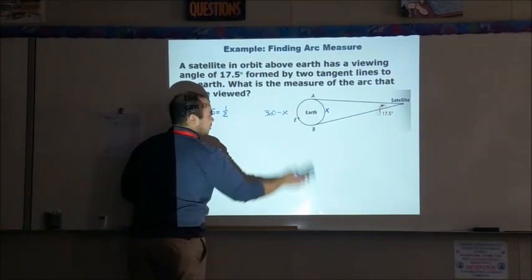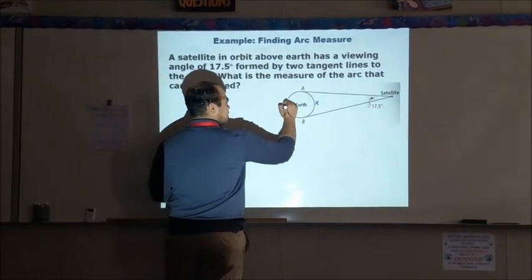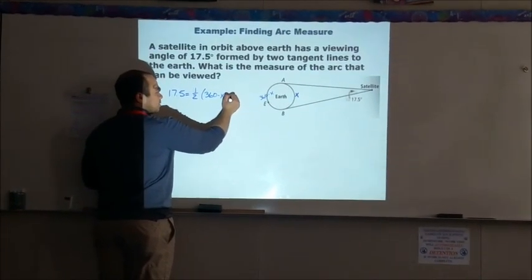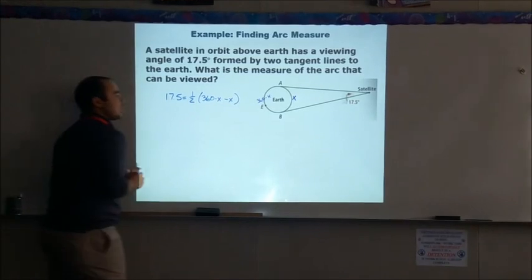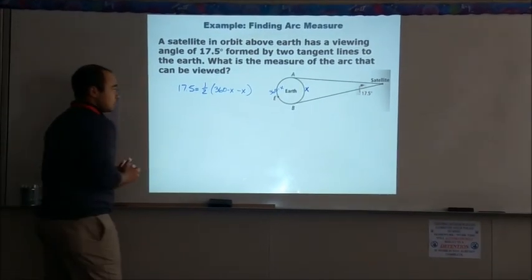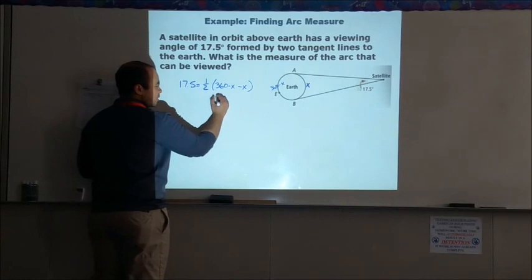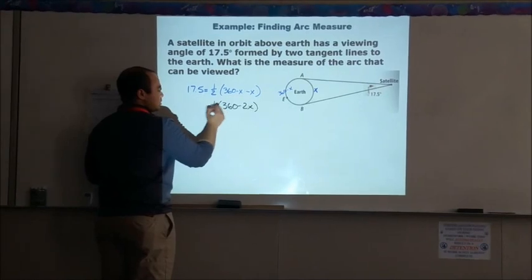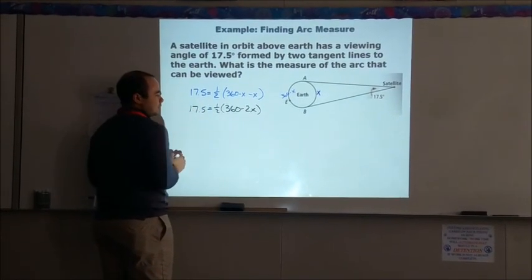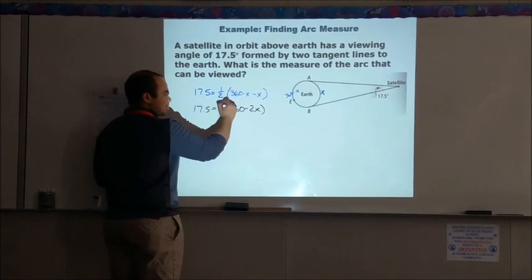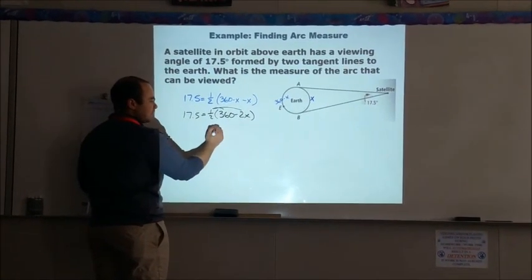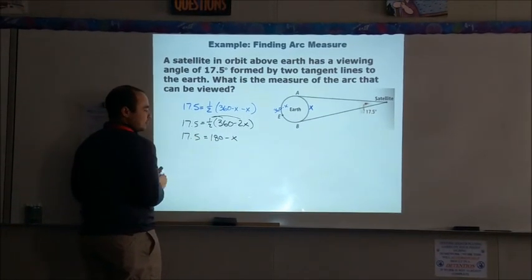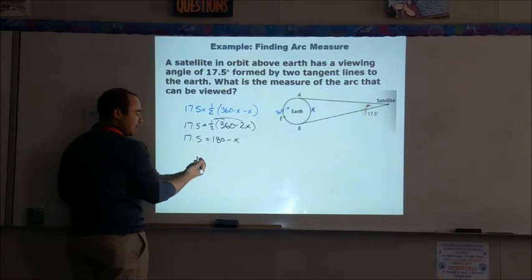So when we set this up, and I'll write this smaller so it's out of the way, we're going to have 360 minus x inside our parentheses. So here, let's simplify the parentheses first. So 360 minus 2x times 1/2 equals 17.5. I'm going to go ahead and distribute the 1/2 this time just to mix it up. 360 divided by 2 is 180 minus x equals 17.5. To solve this, I'll subtract 180 from both sides.